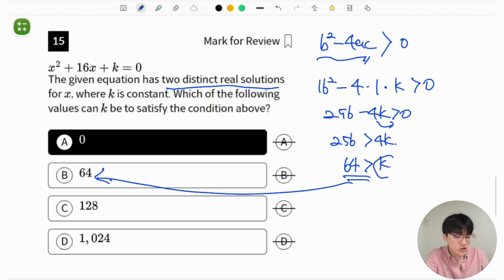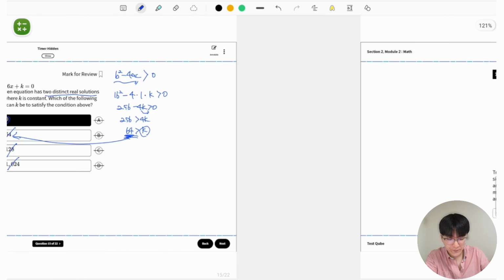Now, 64, is that the answer? No. K has to be a value smaller than 64. So anything that is equal to or bigger than is incorrect. Therefore, answer choice is A.